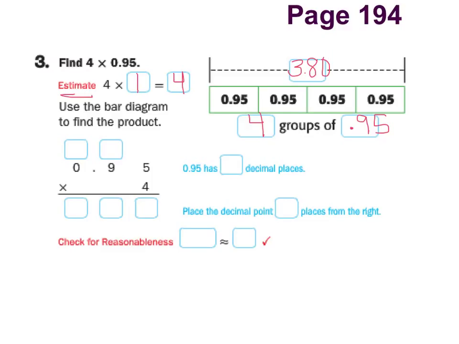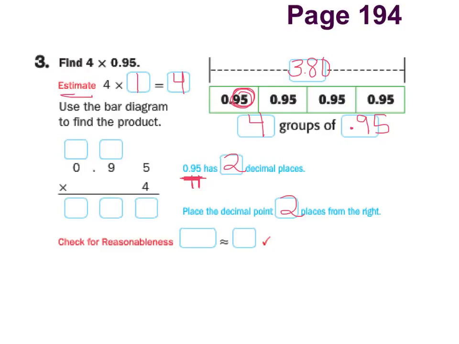0.95, or 95 hundredths, has 2 decimal places. That means there are 2 numbers after the decimal place. That means our answer is going to have 2 decimal places. We're dealing with hundredths here, so we're going to have hundredths in our answer.